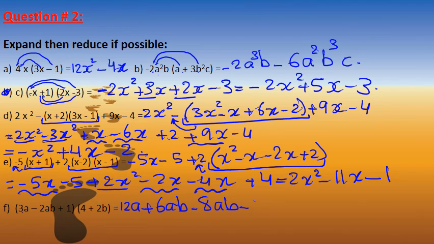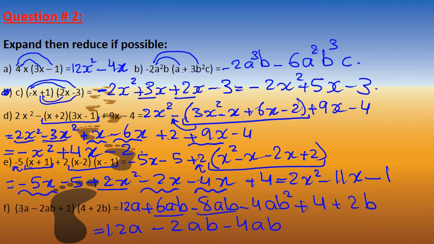2 times 2 is 4. ab times b is ab squared. Plus 1 times 4 is plus 4. Plus 1 times plus 2b is plus 2b. Here these two terms are like terms, so it equals 12a minus 2ab minus 4ab squared plus 4 plus 2b.